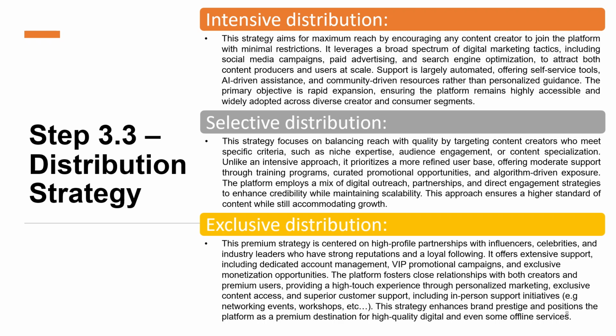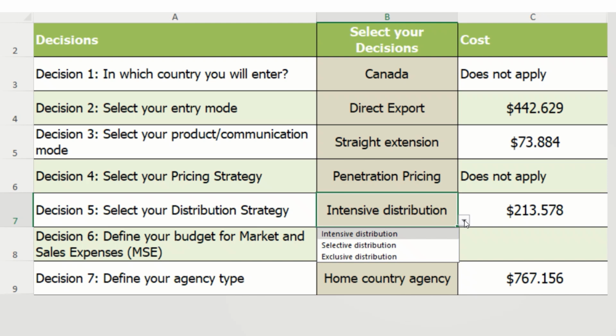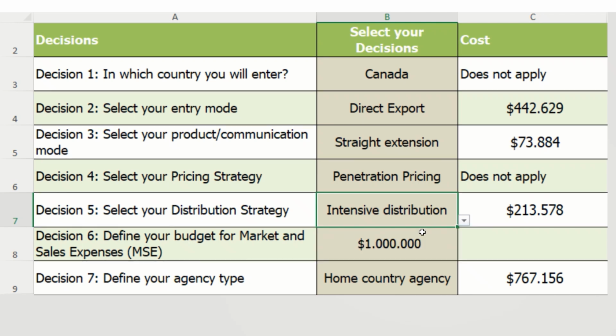In the Excel file, I should try these different distribution strategies. In my case, since I'm planning to reach a large audience with a goal to achieve maximum scalability and user acquisition, probably intensive distribution is the best choice. I'm aiming to achieve high platform adoption, using automated tools and mass digital marketing to reach my audience. I can try the other alternatives, for instance, the selective one and also the exclusive one.